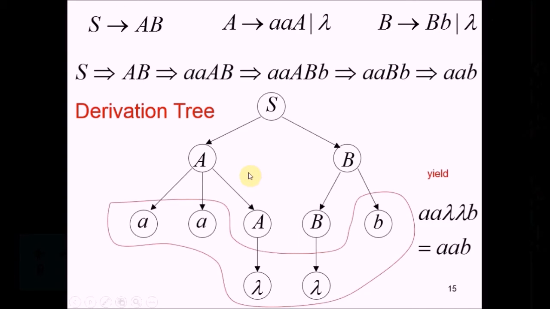And the final expression that we get from this derivation tree will be the leaf nodes of this particular tree, which is A lambda lambda B. So the value we get is A lambda lambda B, where lambda or epsilon are null values, so null strings. So we'll get AB, the same value as we get from the manual calculations.